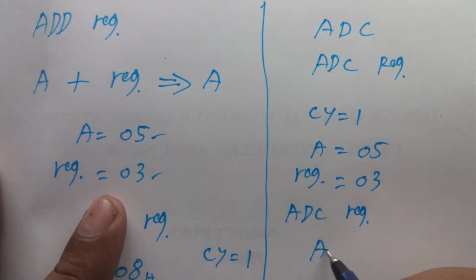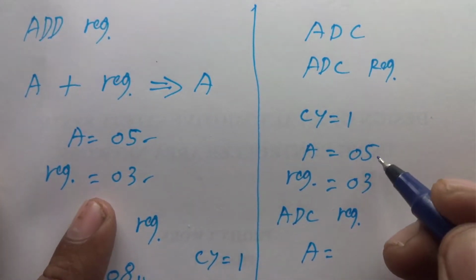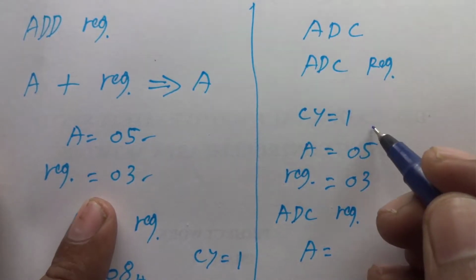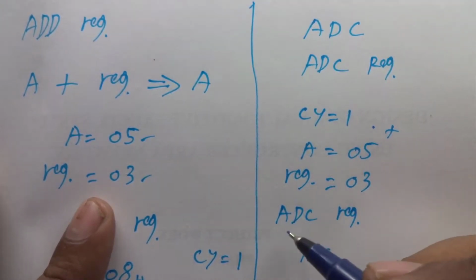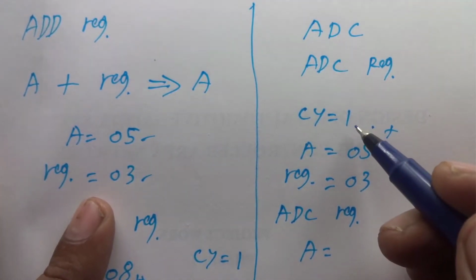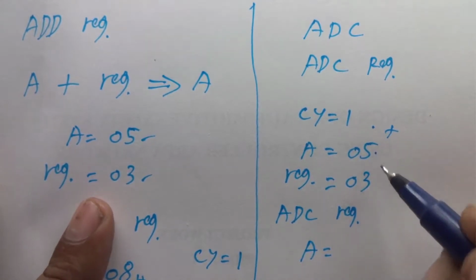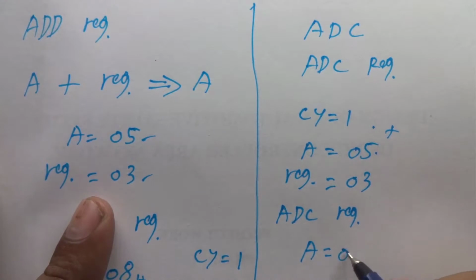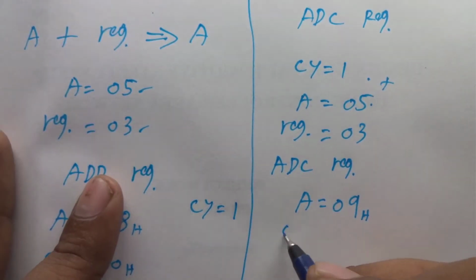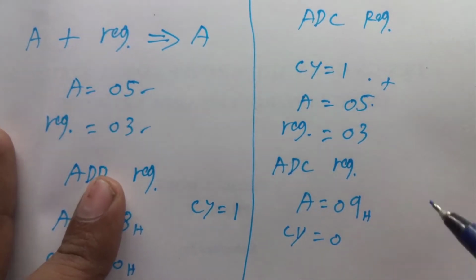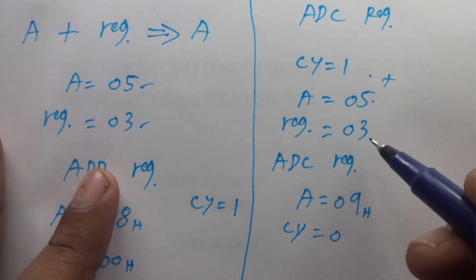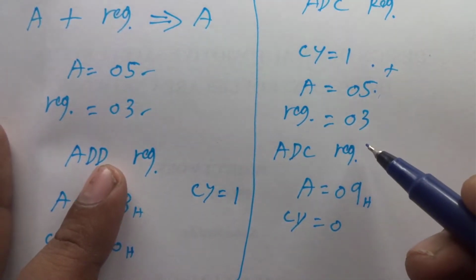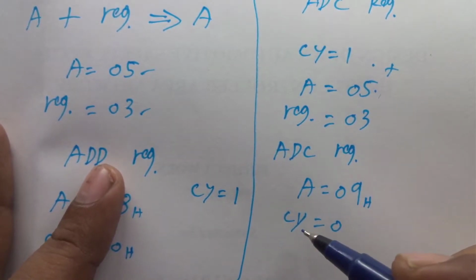Now your answer is 5 plus 3 plus 1. In this ADC, add with carry, it also takes the carry into account. So 5 plus 3 is equal to 8, plus this carry 1. So your output answer is 09 in hexadecimal format. Now the carry flag is 0 because this addition operation did not generate any carry bit.